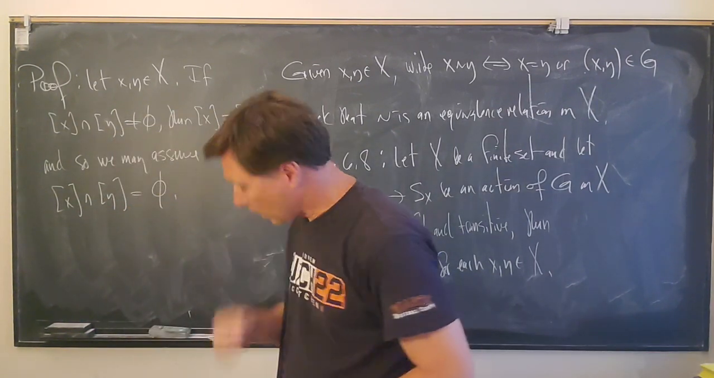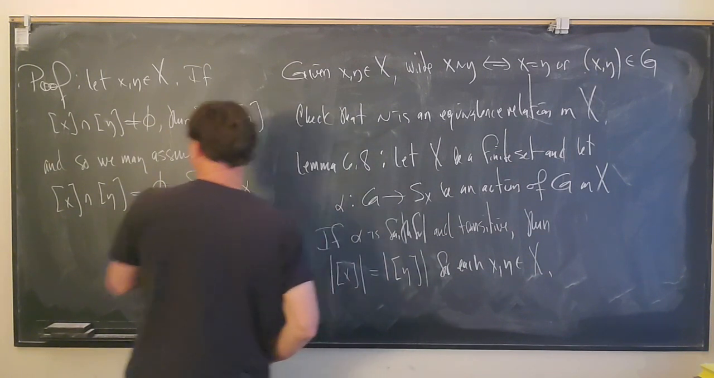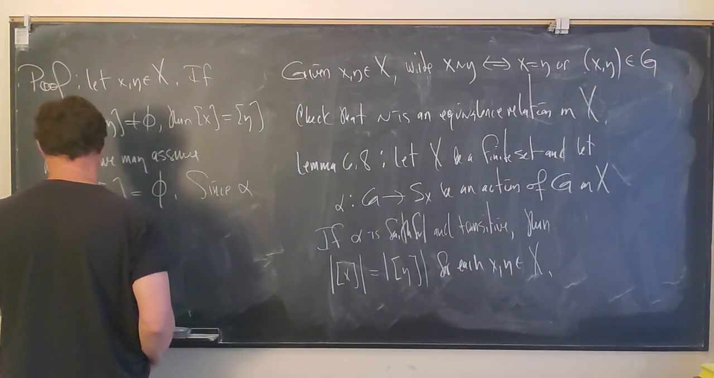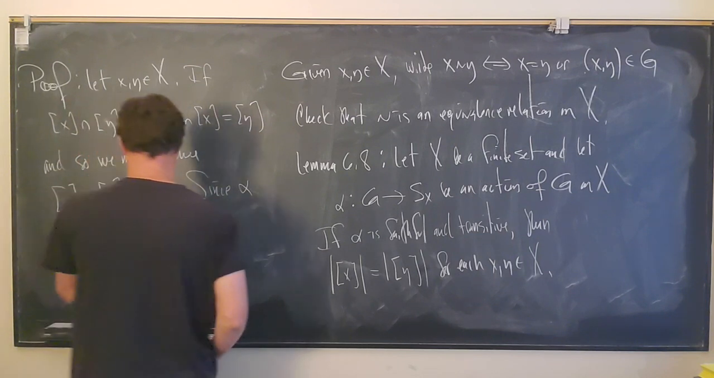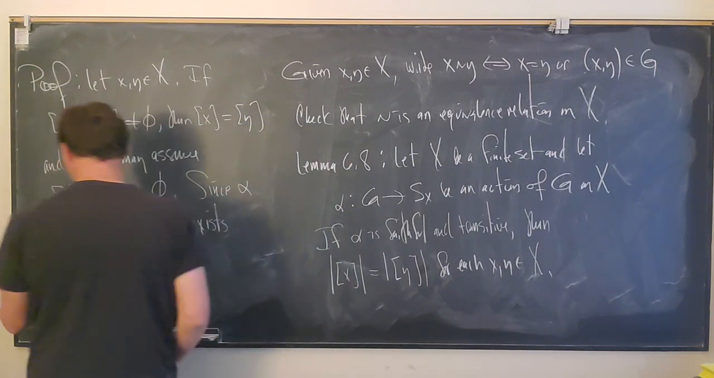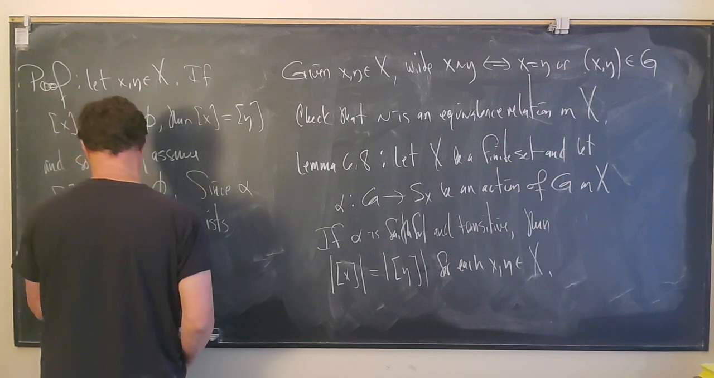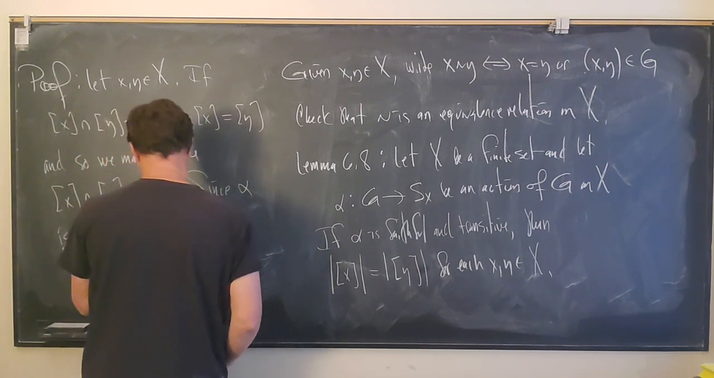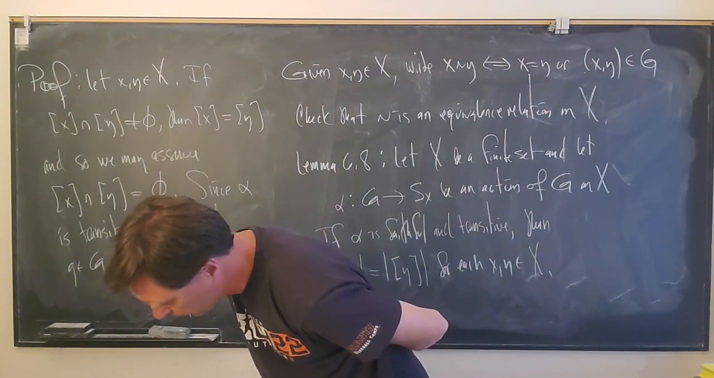Now, we know that alpha is transitive. So since alpha is transitive, there exists some little g in capital G such that g dot x equals y. I think that's the direction I want to go, right? Yeah.